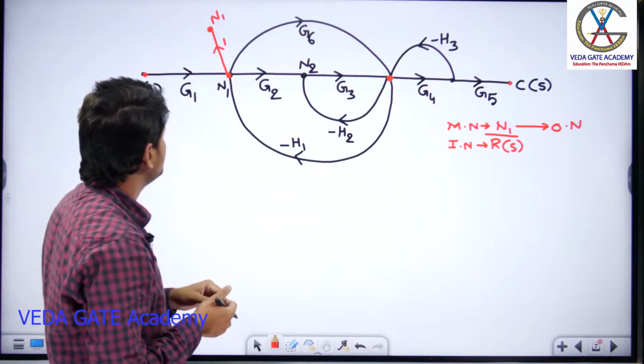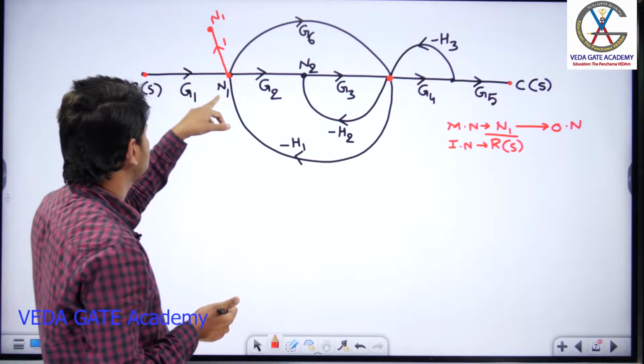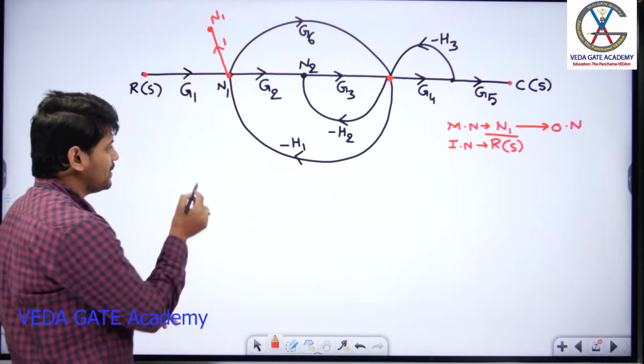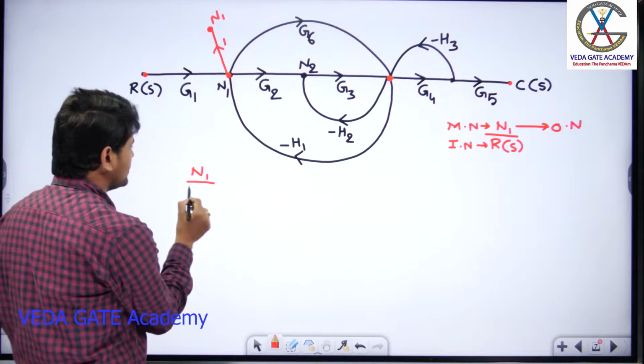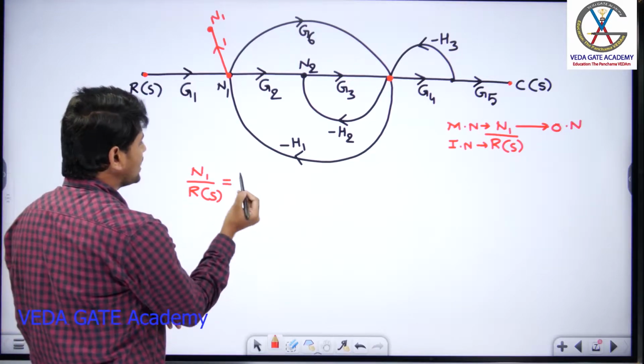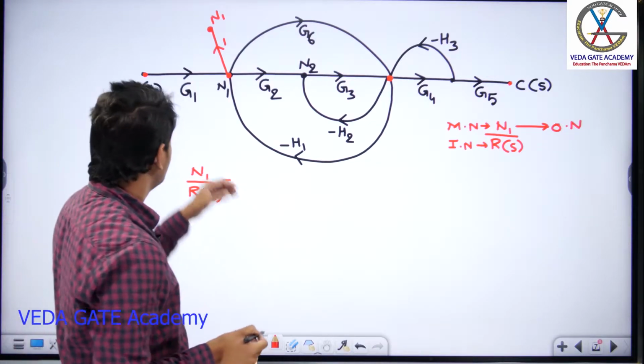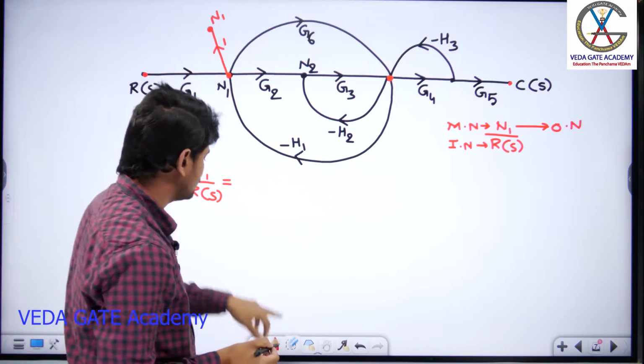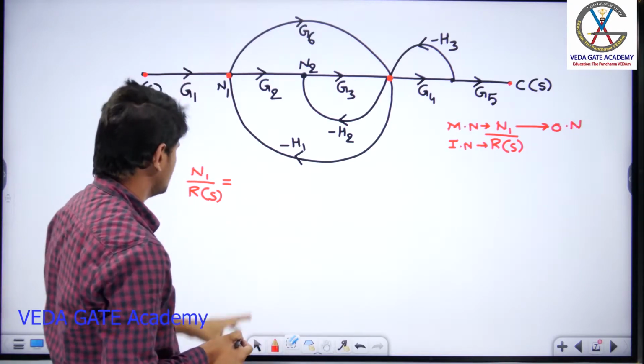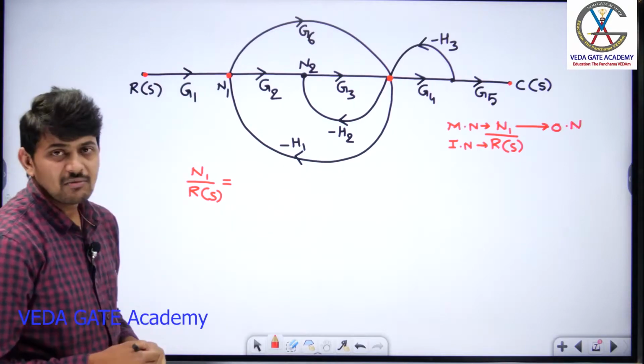Suppose here I am asking you, tell me what is N1 by R of S. If I am trying to determine N1 by R of S, can you tell me how many forward paths are there for this one? So here, let me erase this. There is no need of this particular thing, right? So let me erase this. Yeah. What is N1 by R of S?